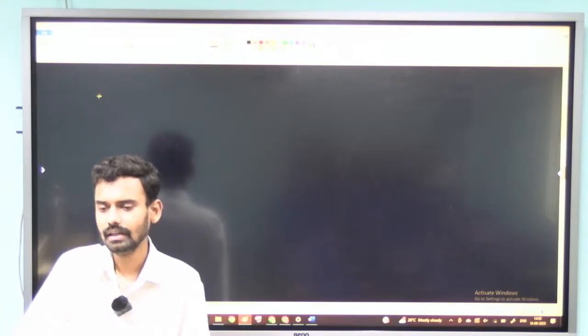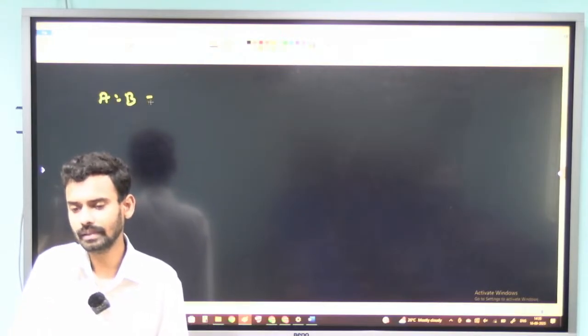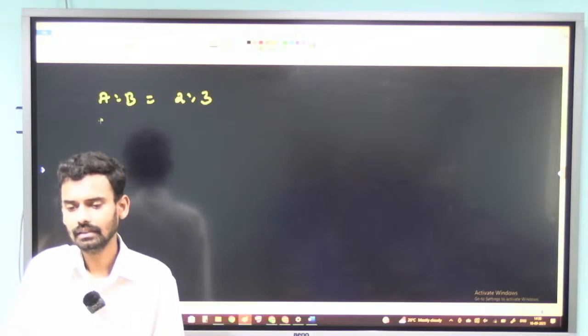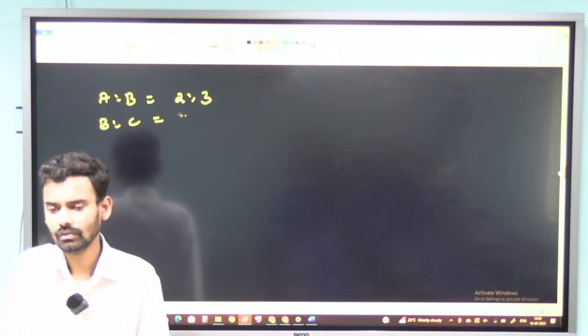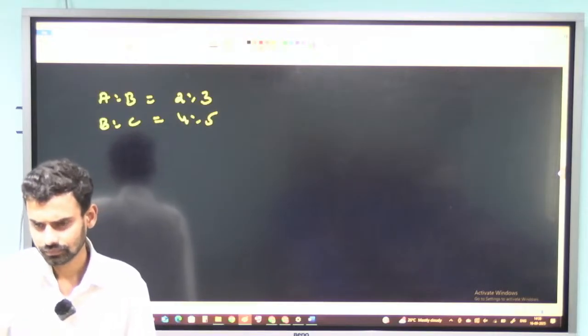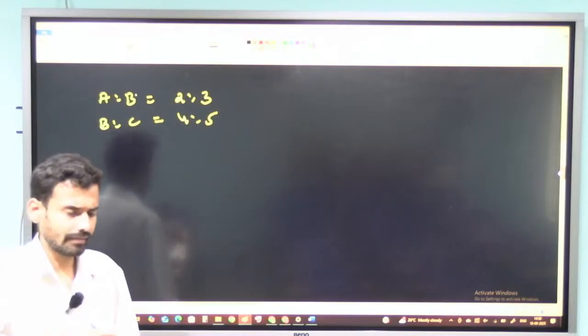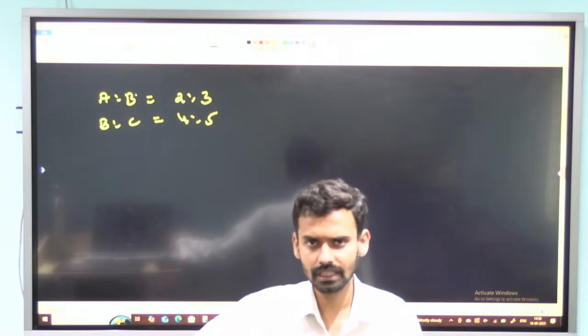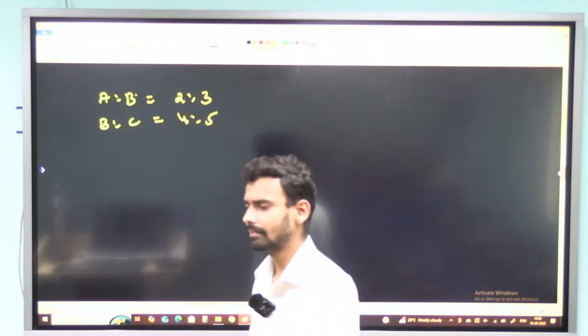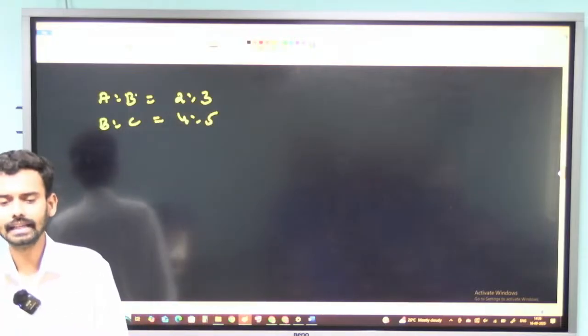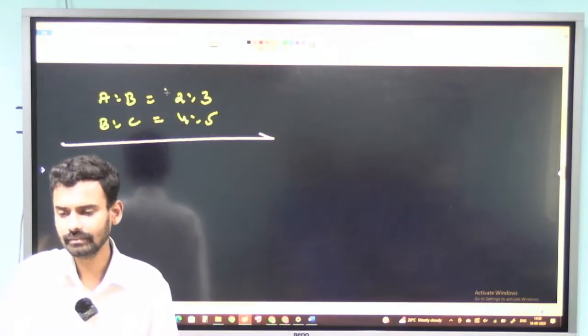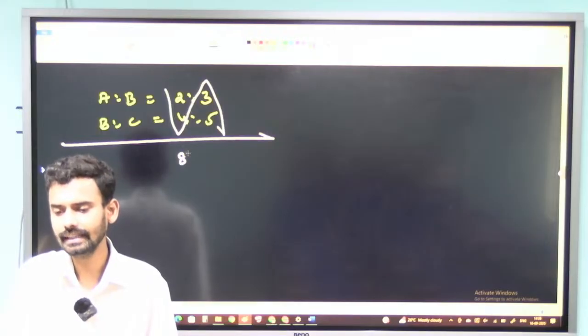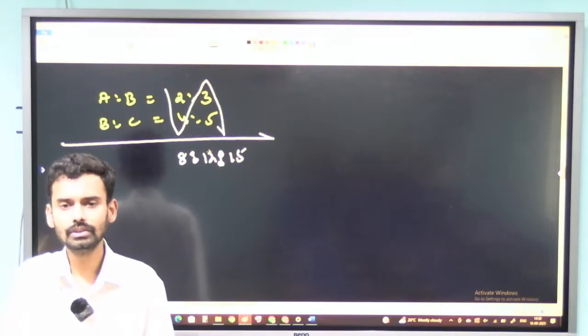For example, here A is to B is given as 2:3 and B is to C is given as 4:5. Now, if I merge the ratios, we have learnt multiple methods to merge the ratios. One of the easiest methods is the inverted N method. So, let us apply the inverted N method here and try to find A is to B is to C. Applying the inverted N method, 2 fours are 8, 4 threes are 12, 3 fives are 15. So, A is to B is to C is 8 is to 12 is to 15.